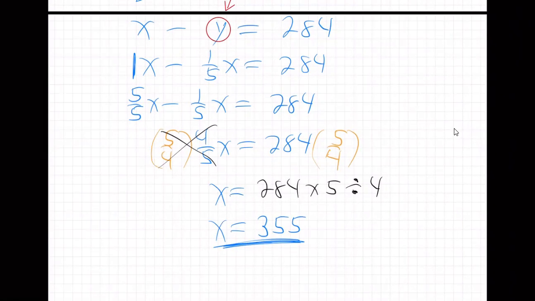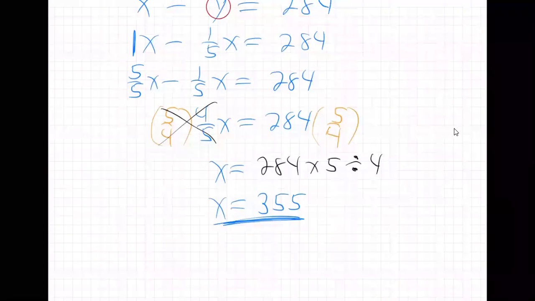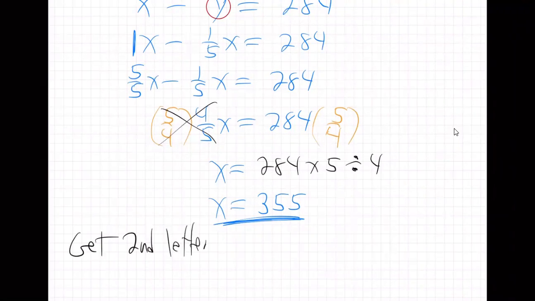Now they want both numbers this time. So that's one of the numbers, 355. I've got to go back and get the other. Remember how you get the other? Get the second letter by plugging in.